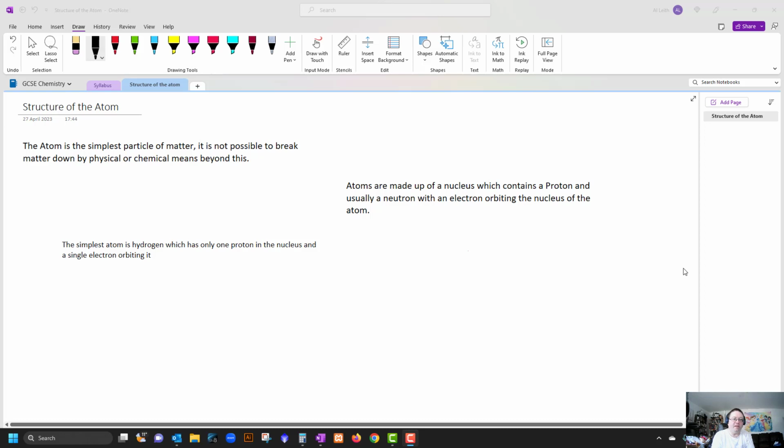What we're going to be talking about here is the structure of the atom and getting that foundation in first for you. So essentially, atoms are made up of a nucleus which contains a proton and usually a neutron. When I say usually, that's because hydrogen, the simplest of the atoms, which we'll look at very shortly, is the only element that does not contain a neutron. Hydrogen is literally a proton being orbited by a single electron.